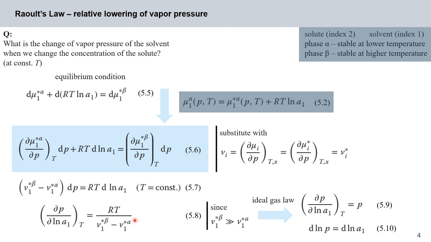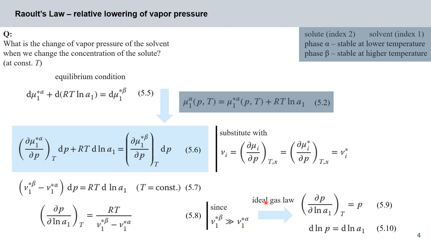Right, now let's look at equation 5.8. The denominator here on the right-hand side, what is this equal to? Well, it's equal to the difference in the molar volumes of a pure solvent in the vapor state beta and in the liquid state alpha. What do we know from this? Well, we know that the volume in the vapor state beta must be much, much larger than the volume in the liquid state alpha. So we can simply neglect this V1 star alpha term here.